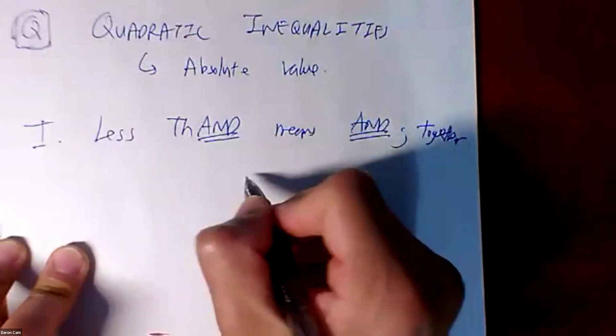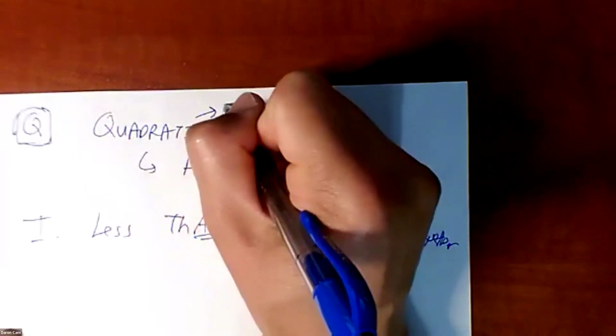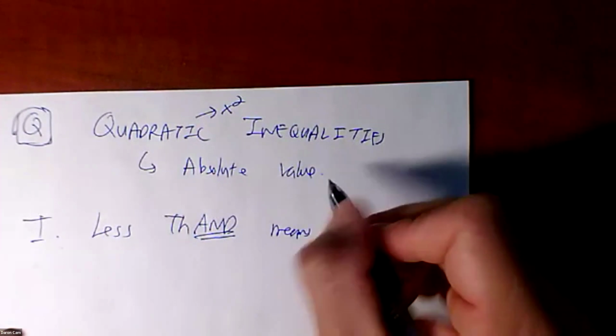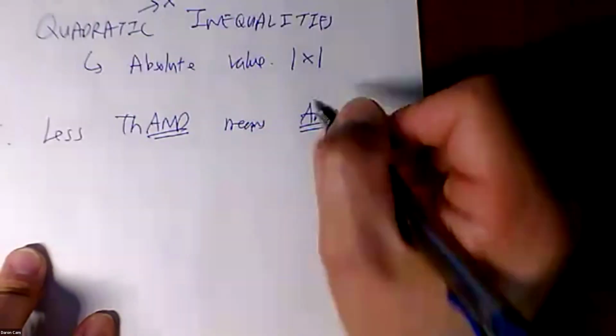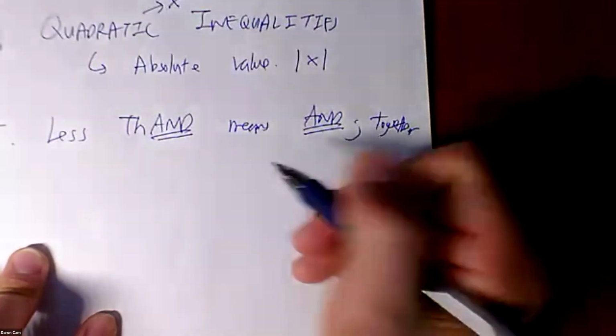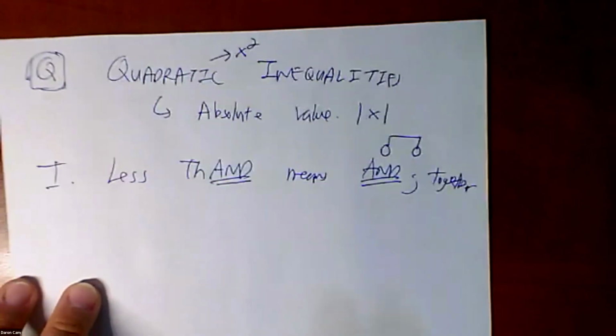Great. 100% of the time, when there's a less than with the quad, and by the way, let's define the word quadratic. Quadratic just means x squared, right? An absolute value would mean anything with vertical brackets like that. And when I say less than, it's pointing to the left. And when I say together, 100% of the time, it's going to be like this.